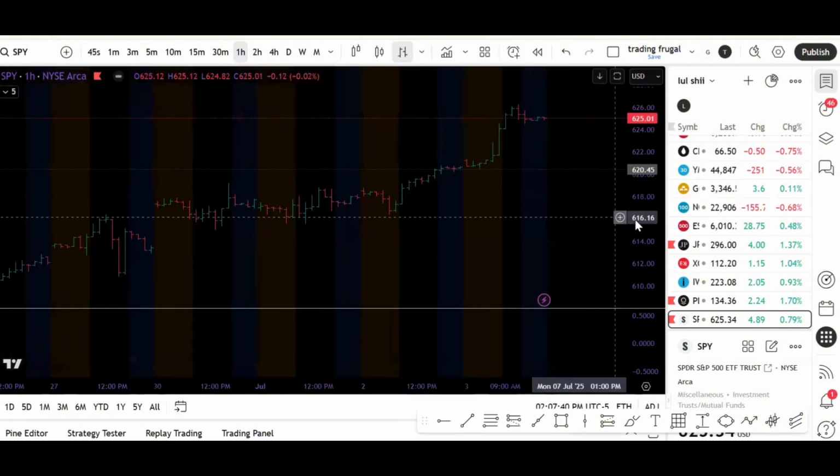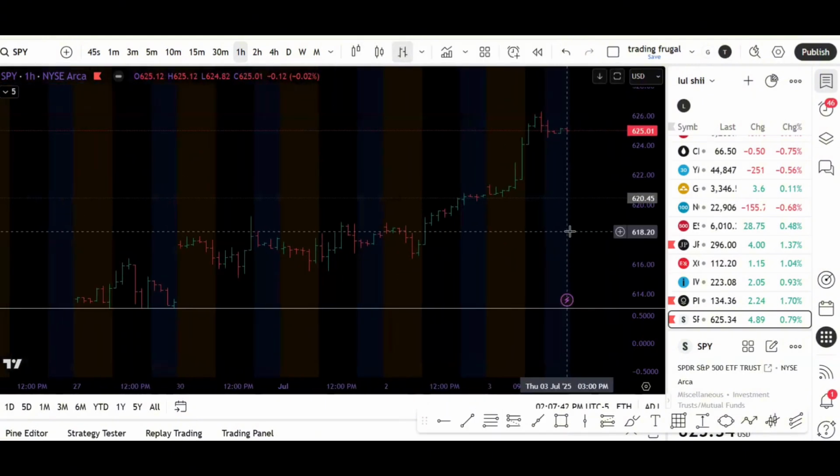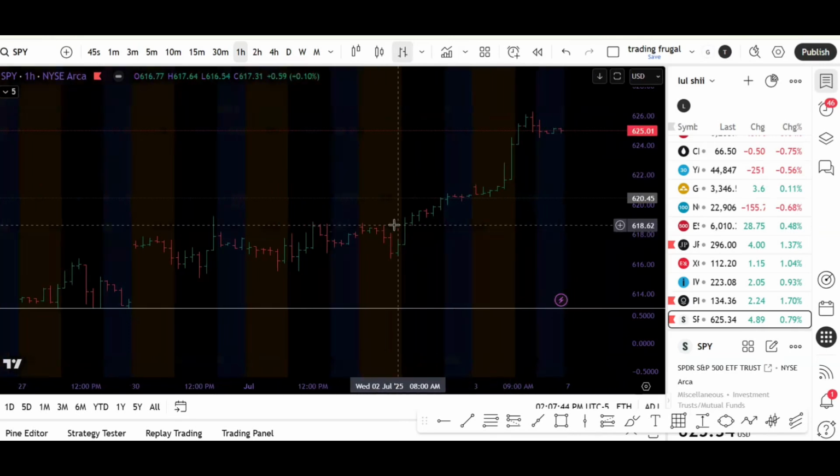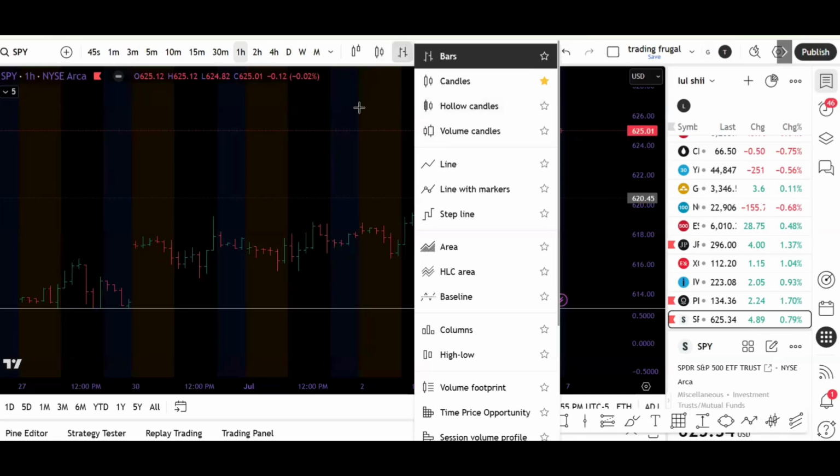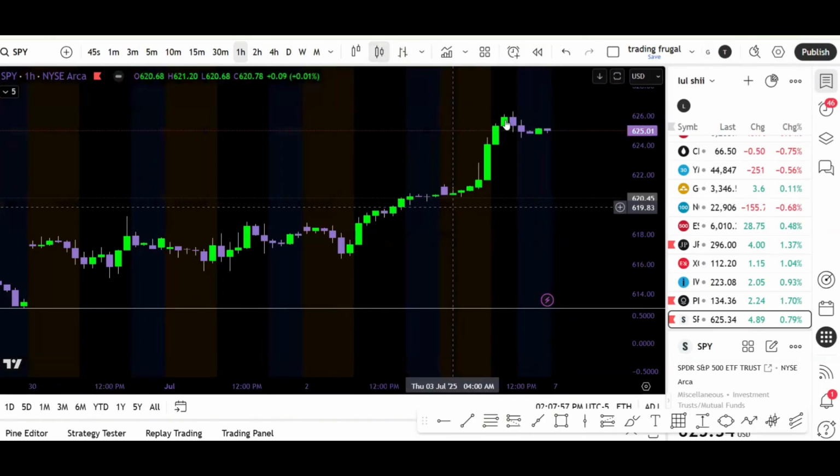So it says I've never used a bar chart. I've never used a line chart either. Open, high, low, close is old school. And then you have the candlestick chart, which is what we use.